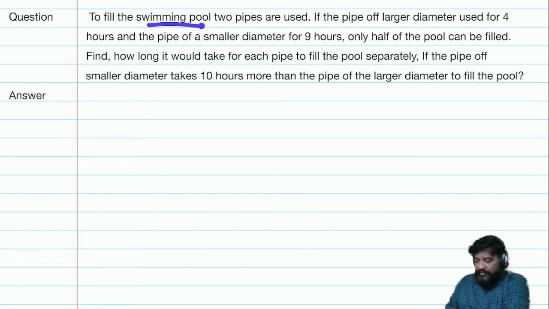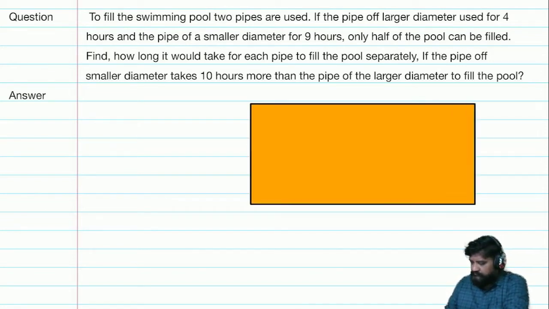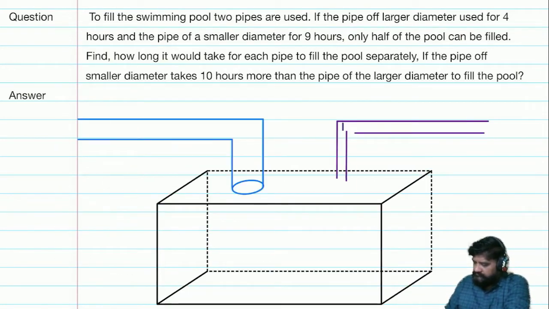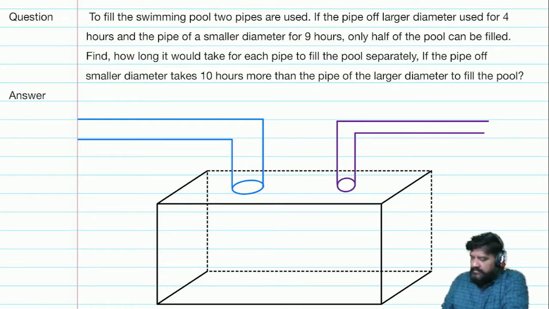It talks about a swimming pool, and the swimming pool is being connected to two types of pipes. One pipe is of a larger diameter and the other one is of a smaller diameter. Now there is more information given here. I'm going to try and explain that to you with the help of a diagram. I'm going to quickly make a diagram of the swimming pool. So that's your swimming pool, and these are two pipes that have been connected to the swimming pool.